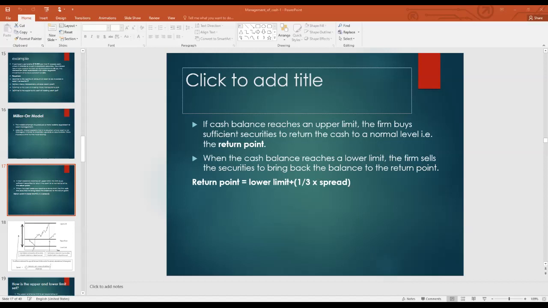The cash balance should never go below the lower limit, and it should never go above the upper limit, but generally the cash balance ought to be at the return point, where the company aims its cash balance to be. That is what we shall be referring to as the target cash balance. Generally, don't worry about the formula. I'll come back to it.